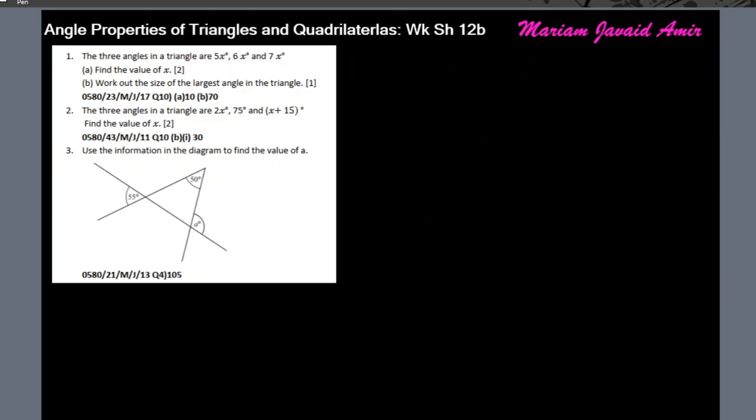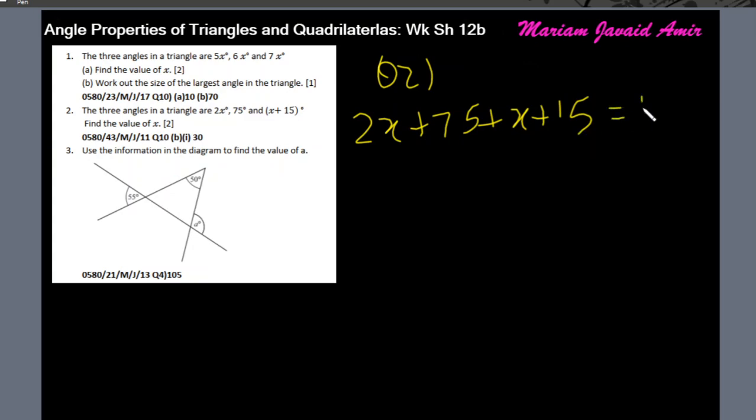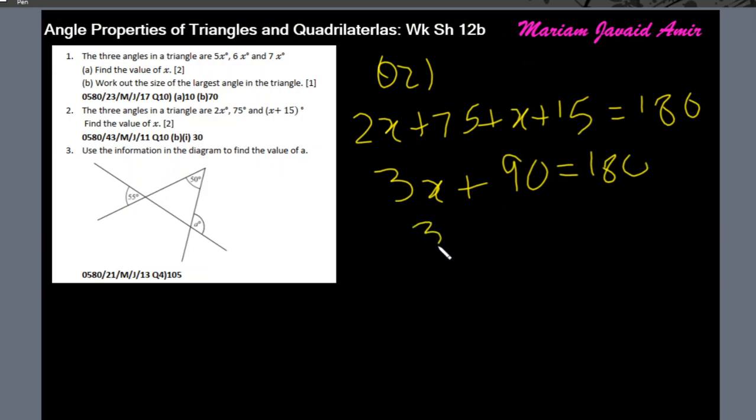Question 2. The three angles of a triangle are 2x, 75 degrees and x plus 15. Work out the value of x. So simply 2x plus 75 plus x plus 15 equals 180, which gives us 3x plus 90 equals 180. So this gives us 3x equals 90. So x equals 30.